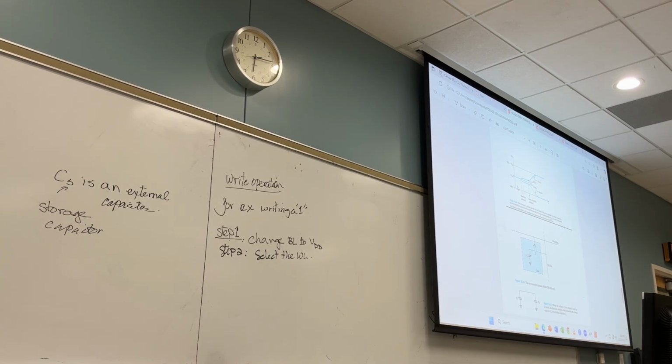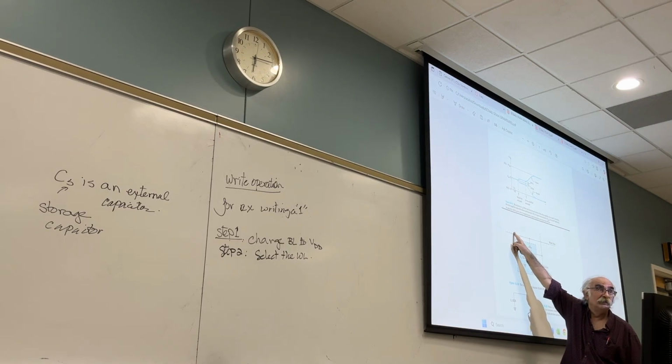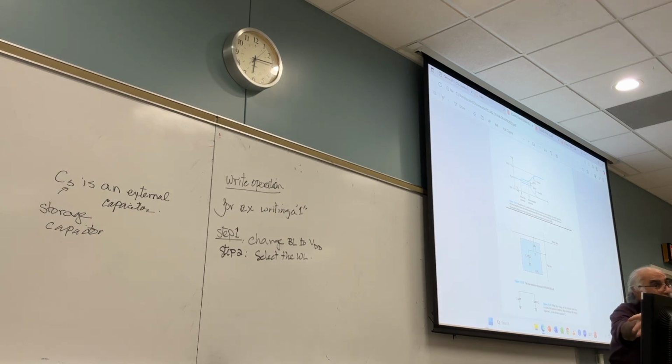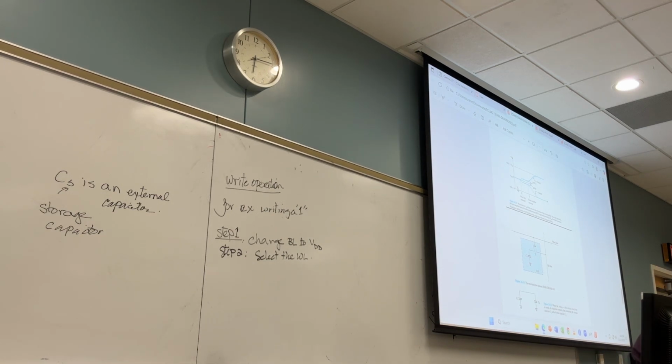The cell cannot store VDD. It can only store VDD minus VTN. So what are we going to do about this? One solution is to boost the word line to VDD plus VTN. I'm not sure, did you get my point? Did you get my point?